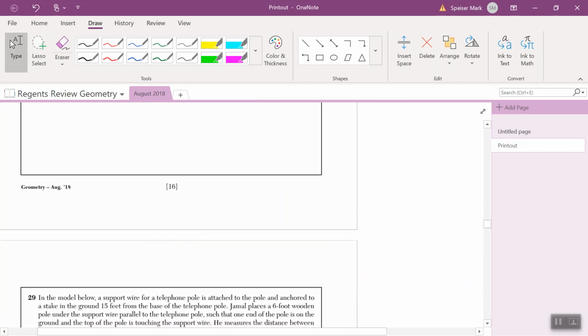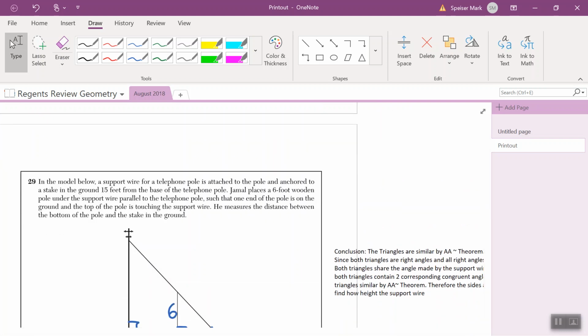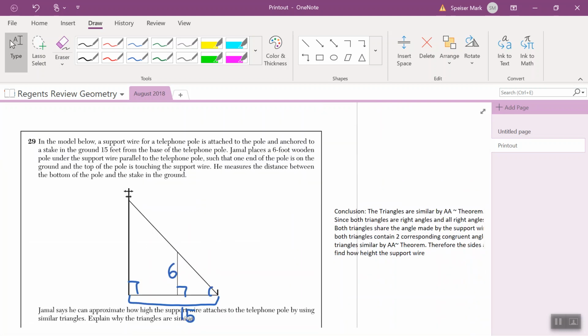In the model below, a support wire for a telephone pole is attached to the pole and anchored to a stake in the ground 15 feet from the base of the telephone pole. Jamal placed a 6-foot wooden pole under the support wire, parallel to the telephone pole, such that one end of the pole is on the ground and the top of the pole is touching the support wire. You measure the distance between the pole and the stake in the ground. Jamal says he can approximate how high the support wire is attached to the pole using similar triangles. Explain why the triangles are similar.